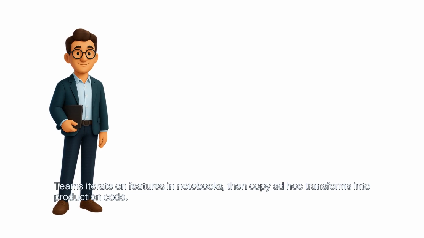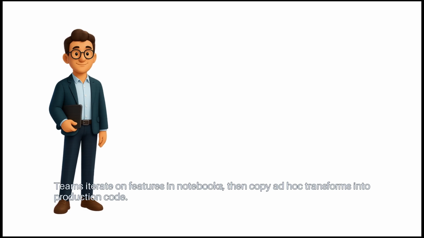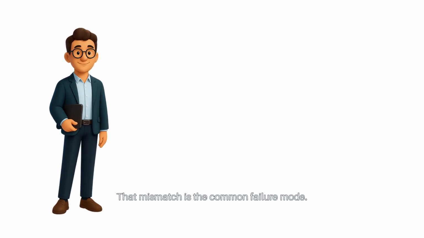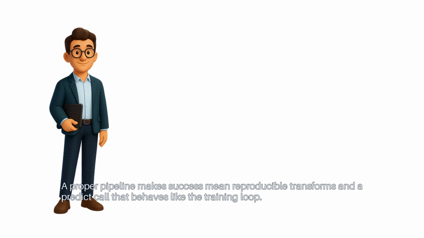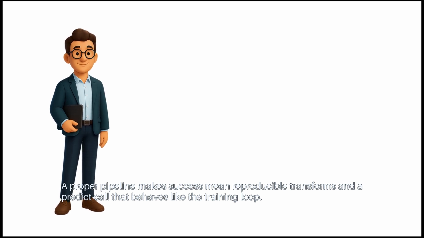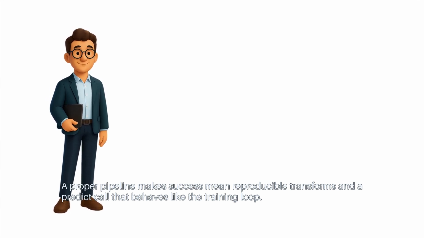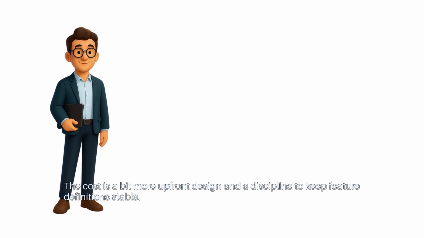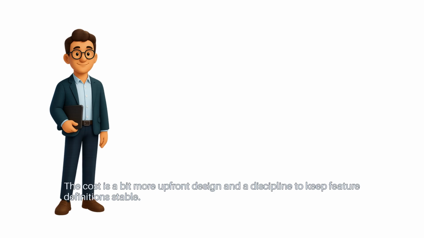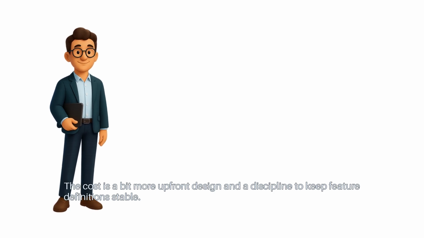Why this matters in practice. Teams iterate on features in notebooks, then copy ad hoc transforms into production code. That mismatch is the common failure mode. A proper pipeline makes success mean reproducible transforms and a predict call that behaves like the training loop. The cost is a bit more upfront design and a discipline to keep feature definitions stable.